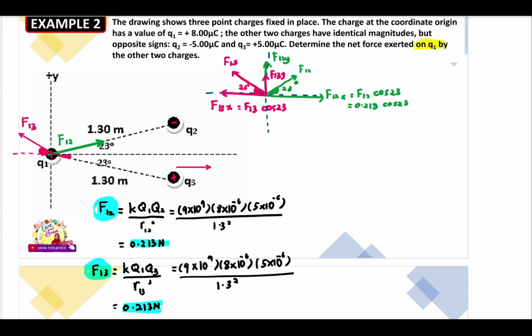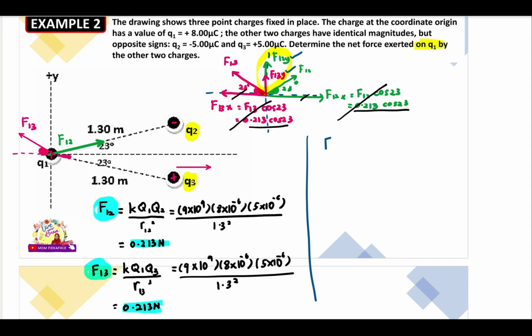Cumanya dia ke kiri. Yang tadi ke kanan, yang ni ke kiri lah. So kalau tengok nilai dia adalah sama. Okay. Ini dengan ini sama. 0.213 cos 23 degree. So kita boleh cancel lah. Kenapa? Satu ke kanan dan satu ke kiri. So kita boleh cancel. Okay. So in order to calculate the net force exerted on Q1, kita just consider Y component lah untuk case ini. Okay, dia jadi senang, kita boleh cancel. Sebab soalan bagi Q2 dengan Q3 ni magnitude dia sama. Sign saja berbeza. Satu positif, satu lagi negatif. Okay, so kita boleh kira teruslah.